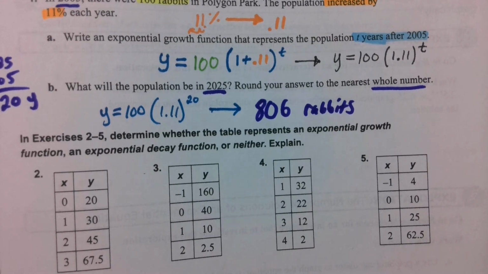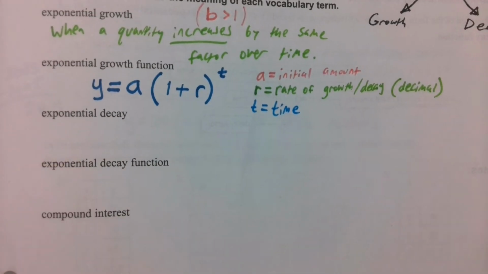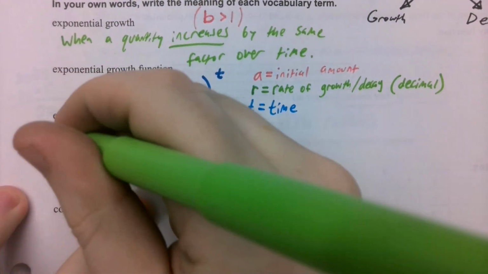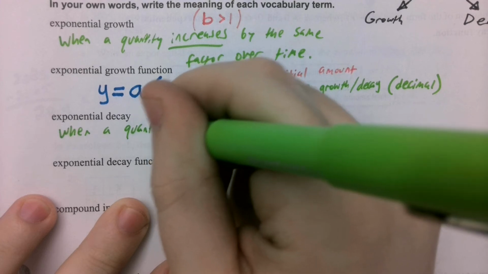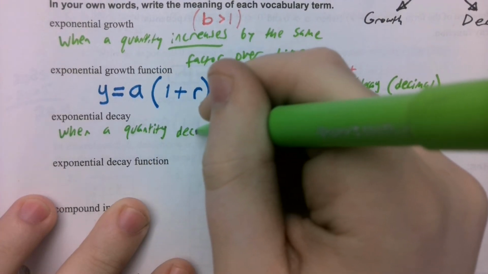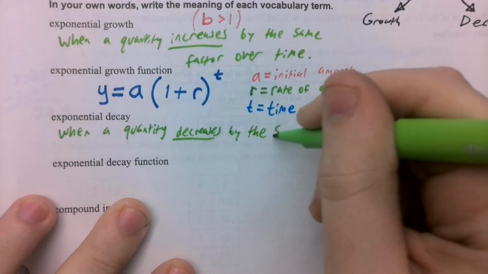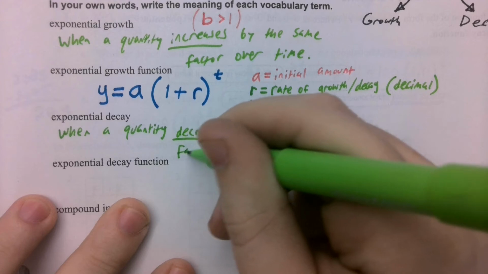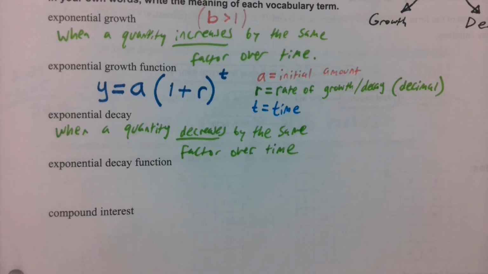Let's go back to our notes for a brief moment before we continue. We've talked about exponential growth, but what about exponential decay? Well, we know what exponential decay is. It's sort of the opposite of growth. Exponential decay is when a quantity decreases by the same factor over time. So it's similar but different.